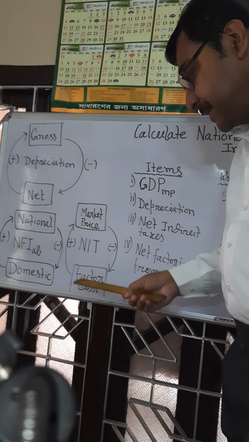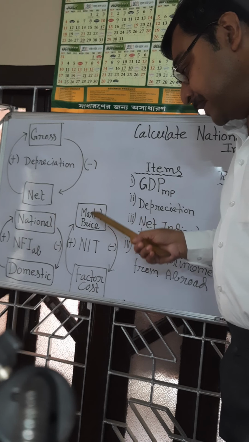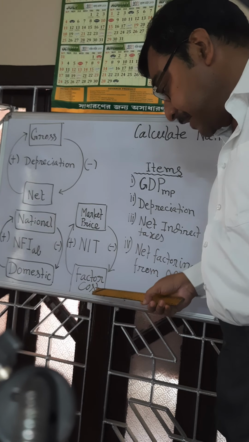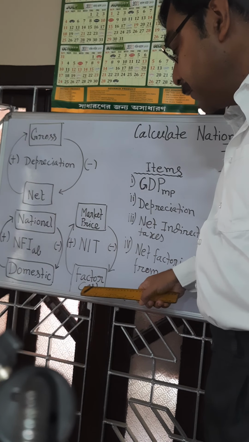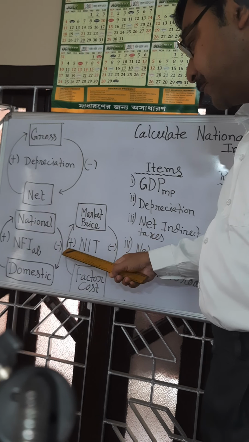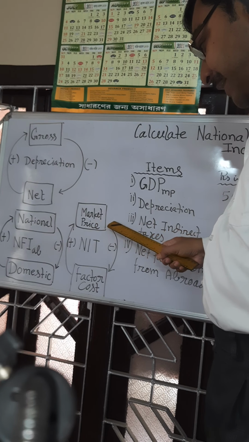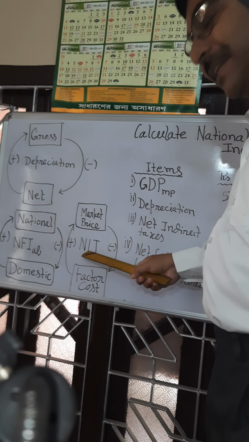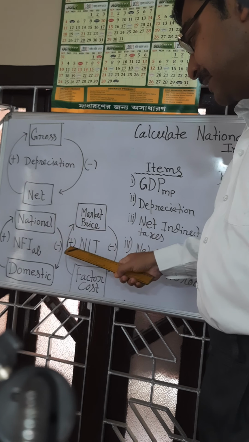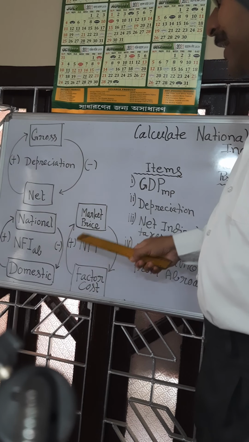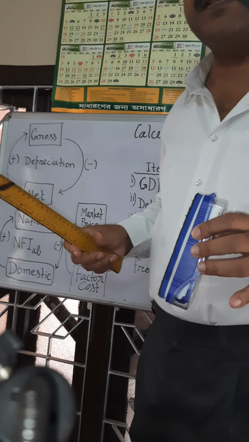Another adjustment between market price and factor cost. Again, assume market price is a bigger term, so it is written above. Assume factor cost is a smaller term, so it is written below. Now if you move from big to small, minus something, or you move from small to big, factor cost to market price, you have to add something. That term is net indirect tax. So when you are moving from market price to factor cost, minus net indirect tax, NIT means net indirect tax. When you are moving from factor cost to market price, plus net indirect tax. In this way, we can move from one term to another to find a new aggregate of national income account.